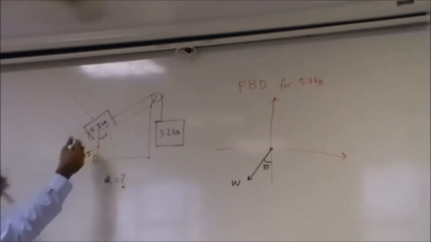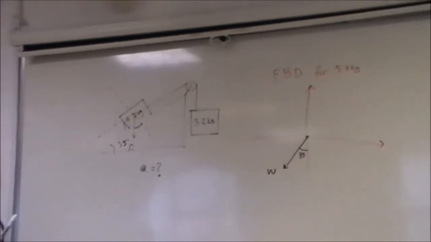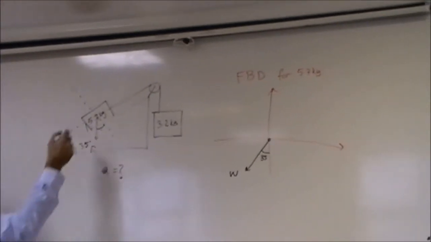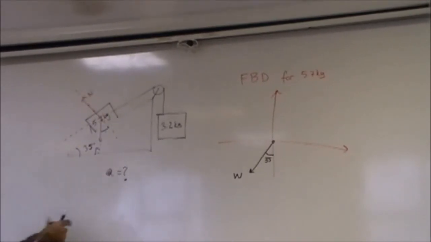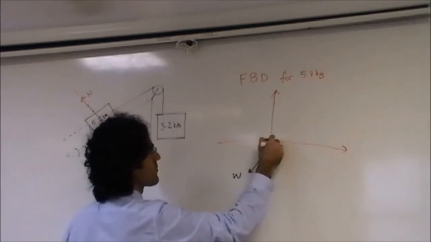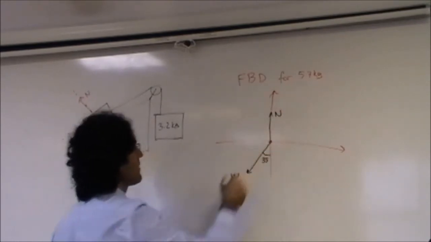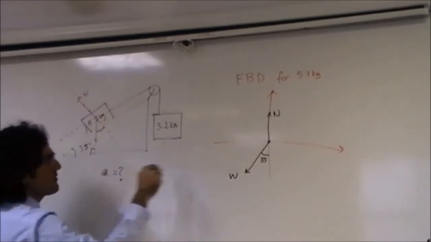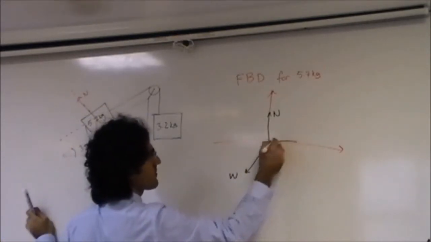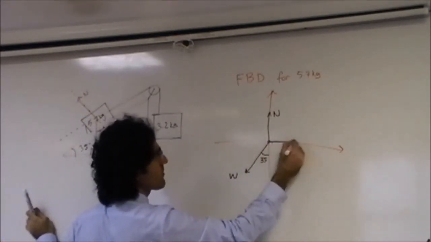Normal force is acting on the object, and normal force is always perpendicular to the surface. It's acting in that direction, and I put normal force over here as N. Tension is acting parallel to the plane, and it's over here. Tension is applied to the right.